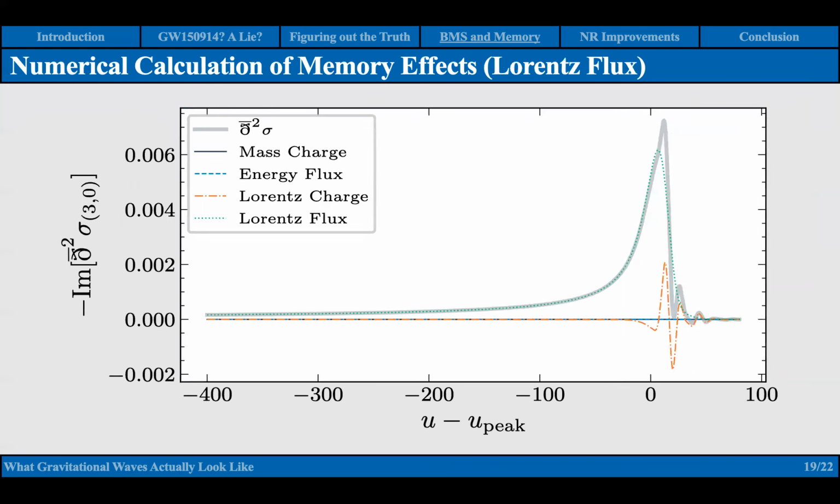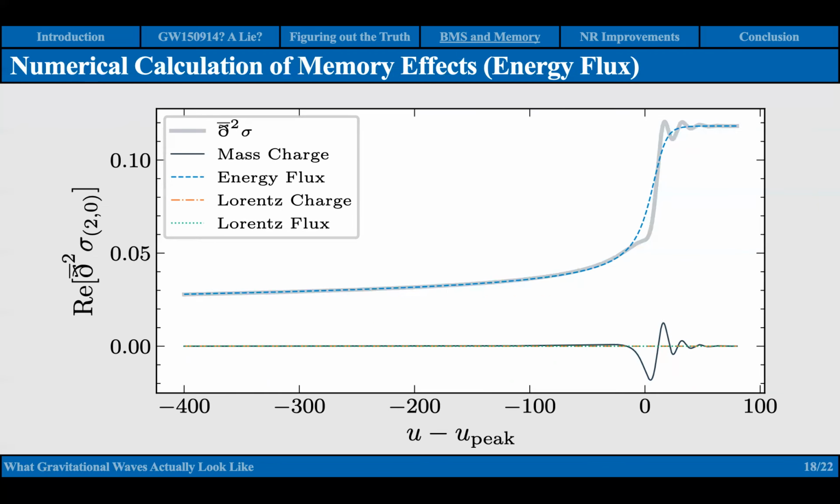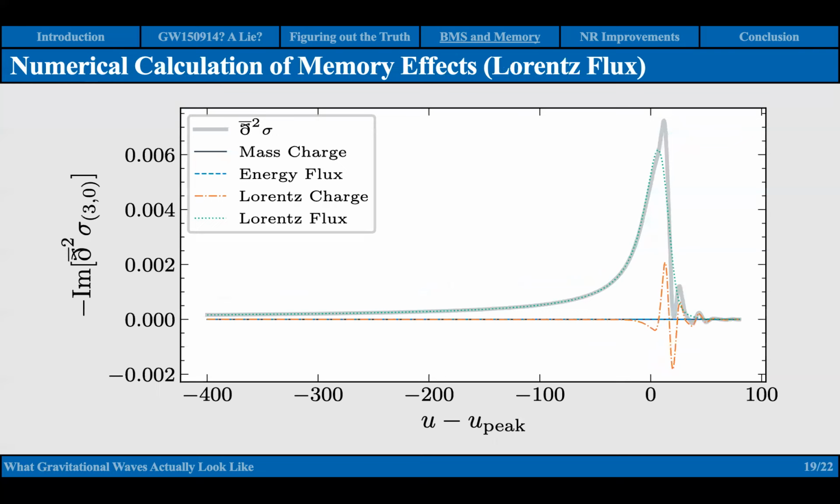And then the spin memory, this looks like a bump function. Here you can see that the imaginary part of the 3-0 mode looks like a bump. And if you integrate a bump with respect to time, then you get something like a step function. So this is where the spin memory shows up in the strain. But if you look at the vertical axis right here, it's like 10 to the -3. Here it was 10 to the -1. So spin memory is really, really hard to see. And we'll probably not see it for a long time, but still cool.